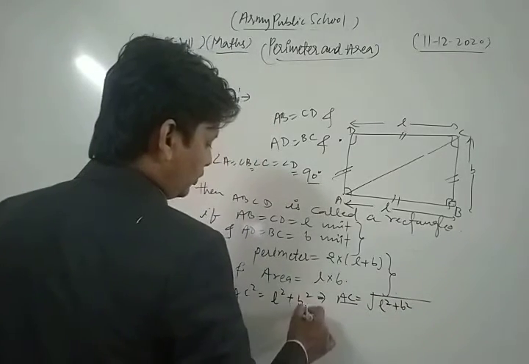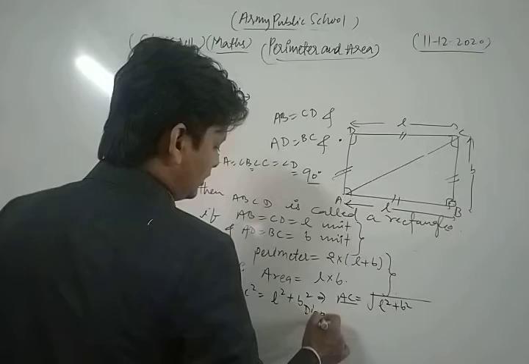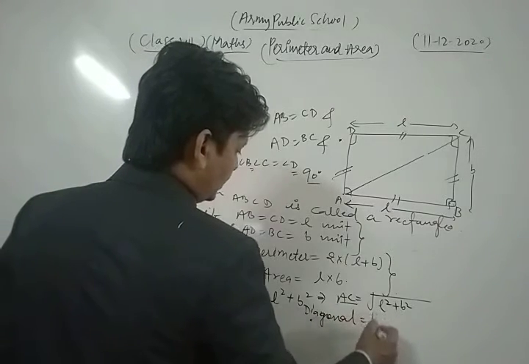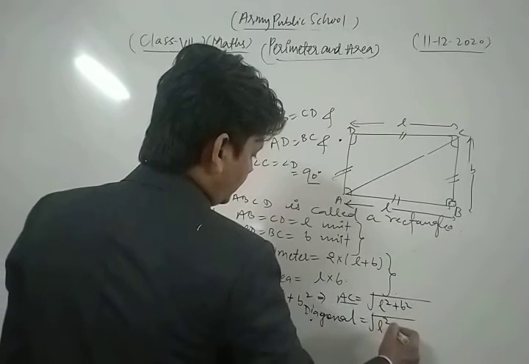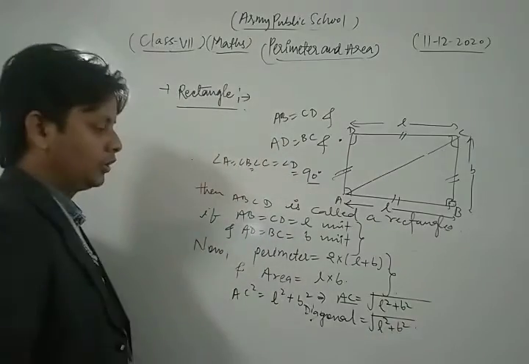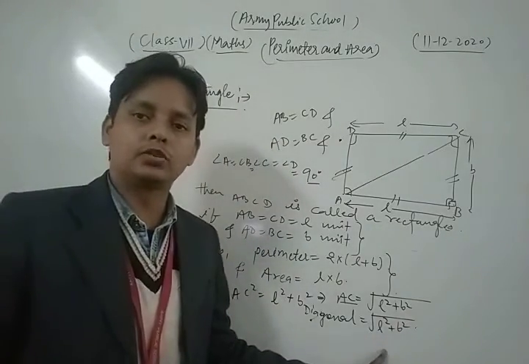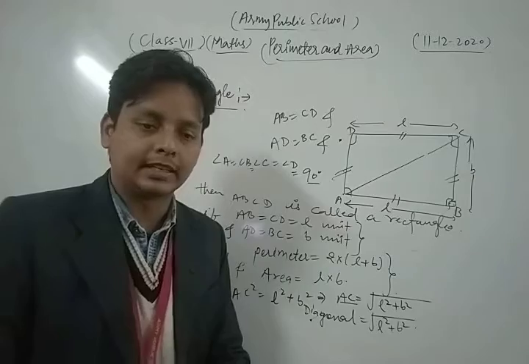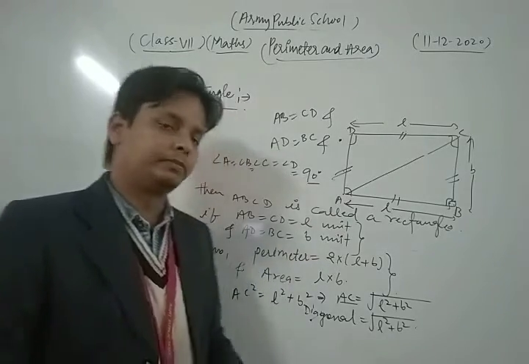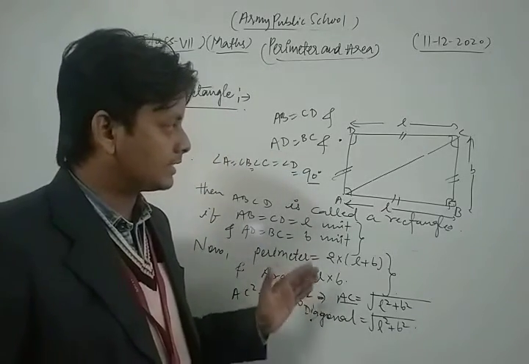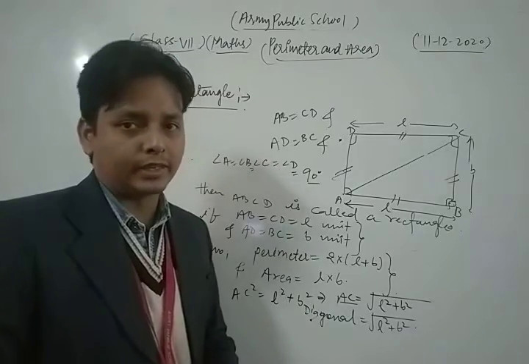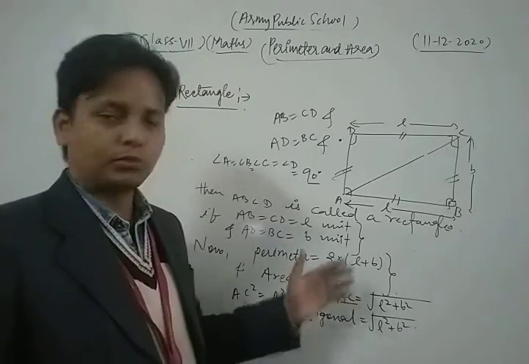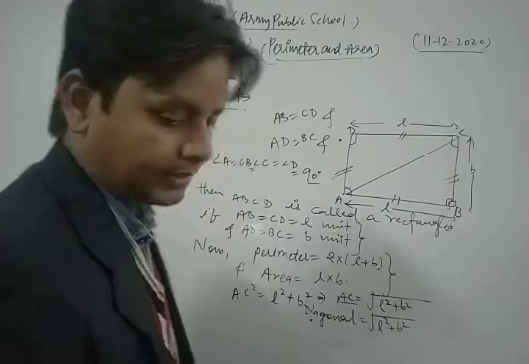Here AC is what? Diagonal. So the diagonal of the rectangle can be obtained by the formula under root L square plus B square. This is the formula for the diagonal of a rectangle. Thus, in this way we have discussed all the important concepts and formulas related to the rectangle. Now we take some questions based on the rectangle and solve them.